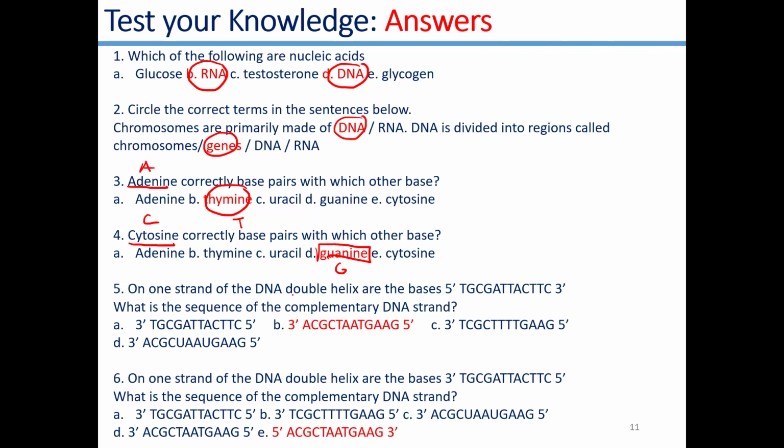On one strand of DNA double helix are the bases right here. So we have T, G, C, G, A, T, T, A, C, T, T, C. So what is the sequence for the complementary strand? One way you can think about it is this is one half or one side of it, and we're trying to find the complementary piece. You can see T right here is going to go with A. So remember, A always goes with T and vice versa.